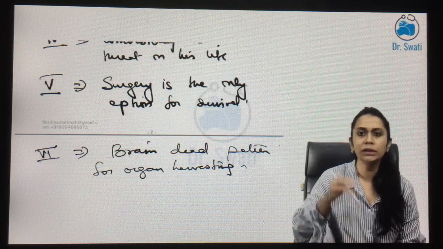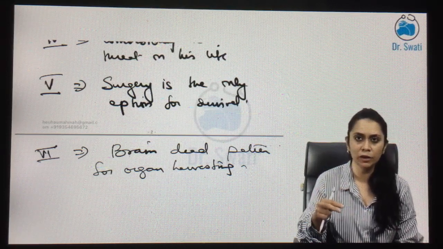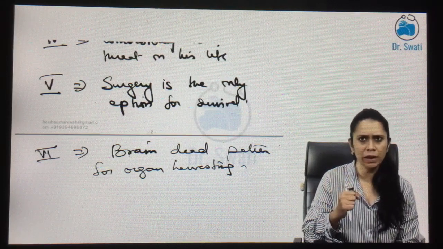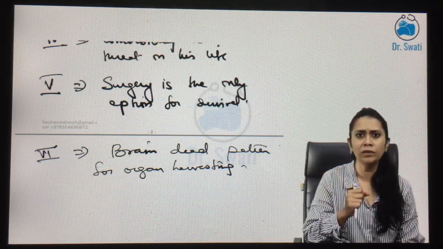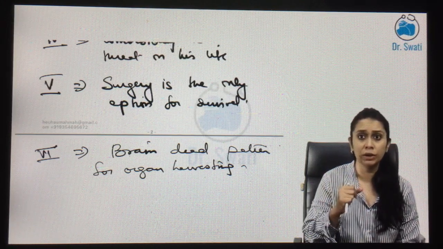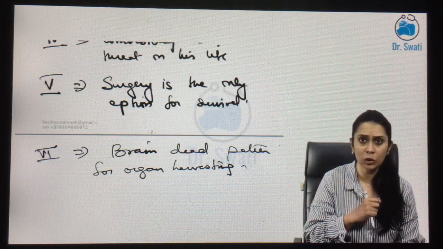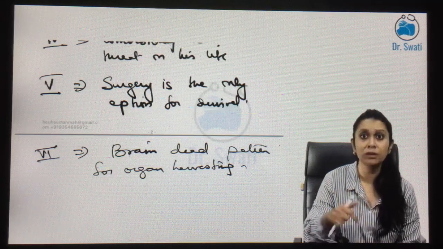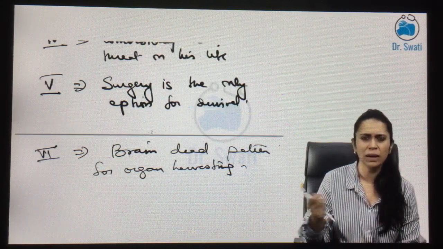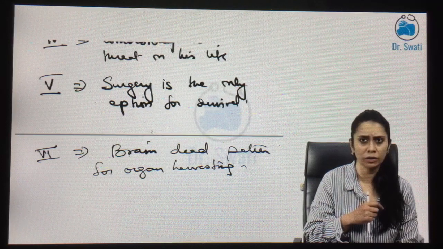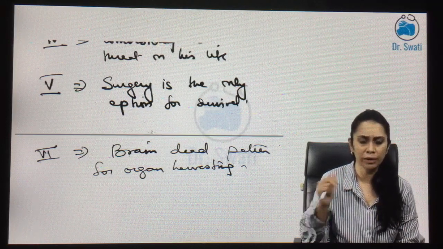Got it, everyone? This is ASA grade 1 to 6. So this is very commonly asked in exam. Especially, I have seen maximum questions asked on ASA grade 3. They tell the patient has some comorbidity and is symptomatic on some strenuous activity. That's the maximum question I have seen. So keep this ASA grading in mind.